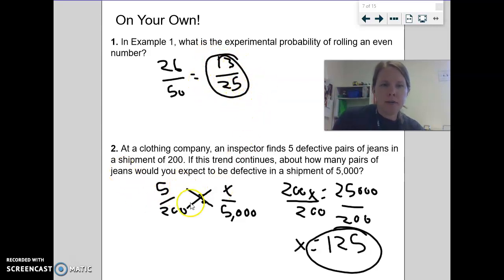All right. In number 2, I set up my 2 ratios, set them equal, set them as a proportion. So when the inspector finds 5 defective pairs in a shipment of 200, if that trend continues and they make 5,000 or they send 5,000, how many are going to be defective? So 5 out of 200 equals then x out of 5,000. This one I did cross products, cross multiplication, your butterfly, and I get an answer of 125. So I would expect that 125 of them have some issue with them. Maybe it's a defective zipper, pant legs are off, whatever. There's no pockets. I don't know.